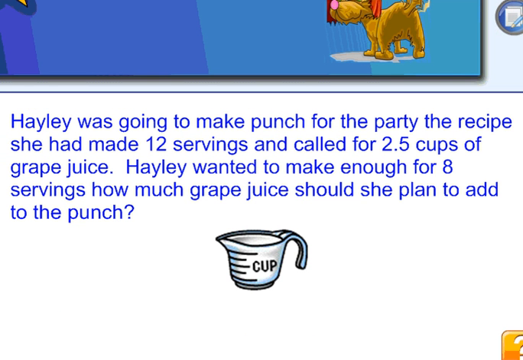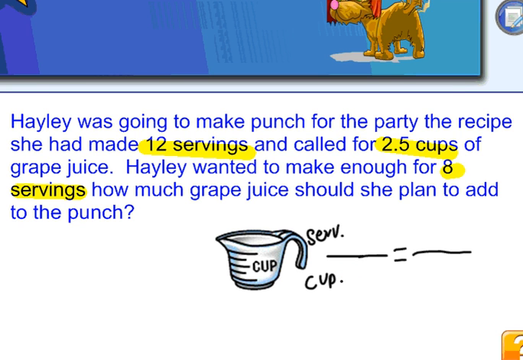Here's another proportion problem. It says Haley is going to make punch for a party recipe. She has made 12 servings, and it called for 2.5 cups of grape juice. If Haley wanted to make enough for 8 servings, then how much grape juice would she need? Well, I've got 3 numbers here and 4 spots in my proportion. Looks like the 2 units I'm talking about here are servings and cups. So I'm just going to go ahead and put servings on the top and cups on the bottom.